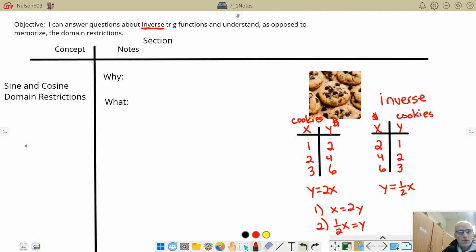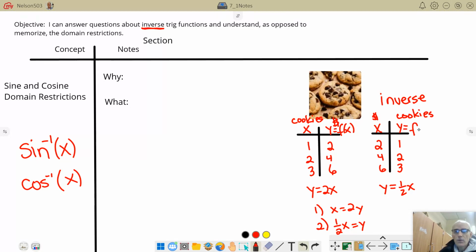Today, we're going to talk about the inverse sine function, and it looks like this: sine with a little -1 for an exponent. That means the inverse sine. And we're going to talk about the inverse cosine function. Back over here, as a reminder, if we called this f of x, so y is equal to f of x, the inverse is going to be f with a little -1. That's the inverse notation.